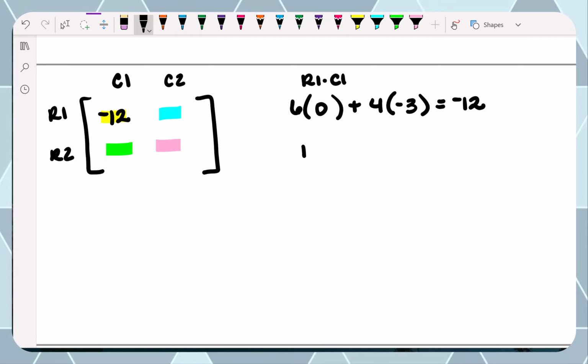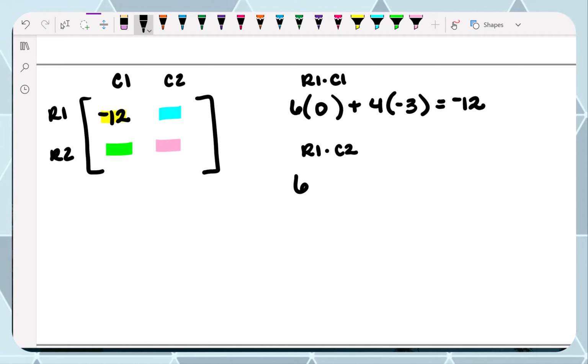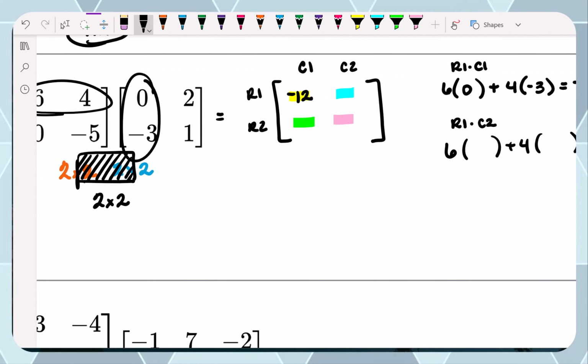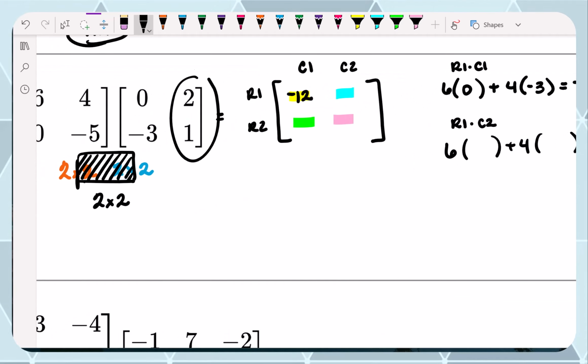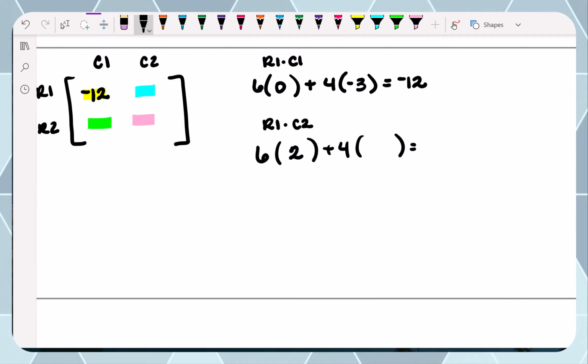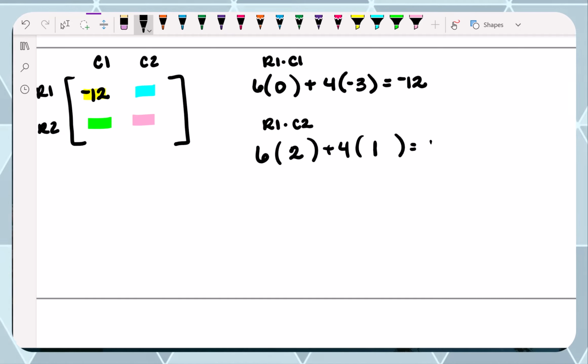So that means that I'm going to take the first row and multiply that times the second column. Since I'm using that same row, I know I'm still going to be using 6 and 4, but I'm going to have new numbers because it is a second column, which is 2 and 1. So I'm going to replace that with a 2 and a 1. And that is going to go in that blue space. So I have 12 plus 4 gives me 16.